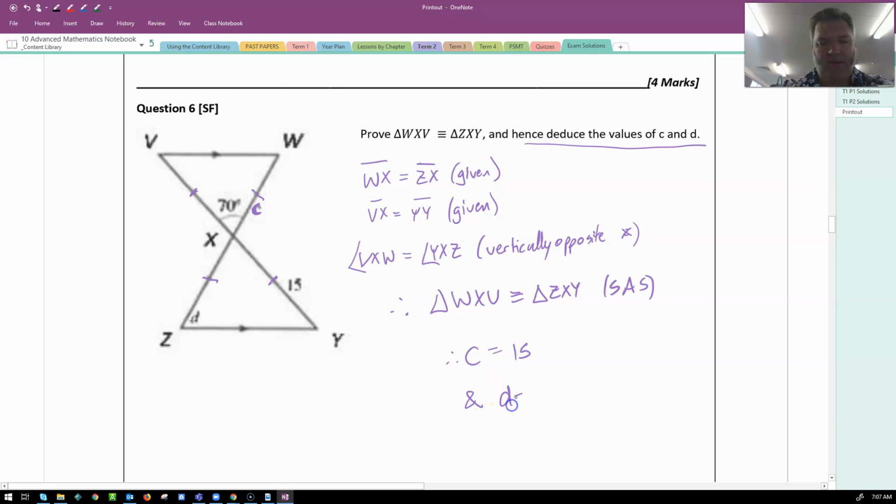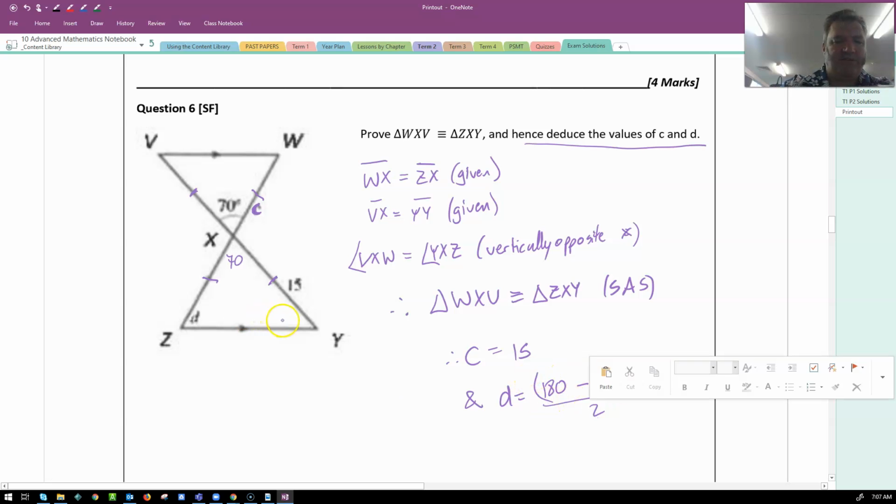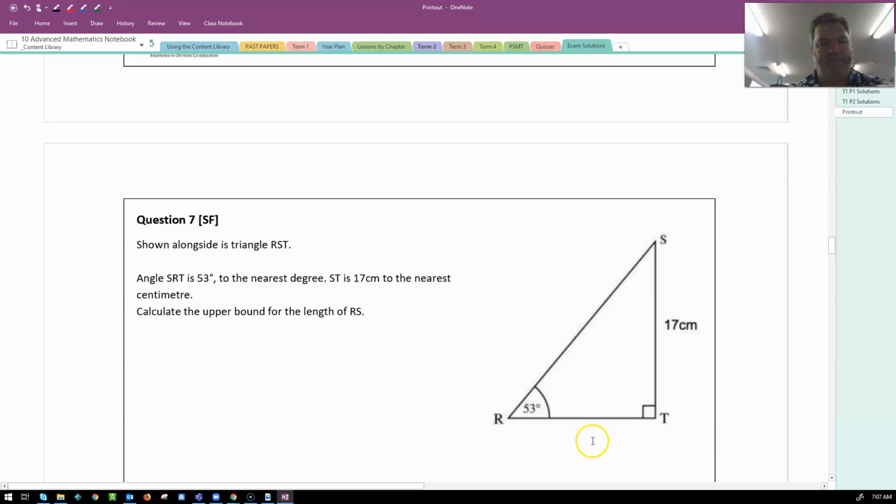And angle D is going to be 180 for the triangle. I know this is a 70 here. Minus 70. And then divided by 2. Because this is isosceles, that other angle must also be D, so I can do either one. Half of what's left over, D is going to be 55 degrees. And you're done with question 6.